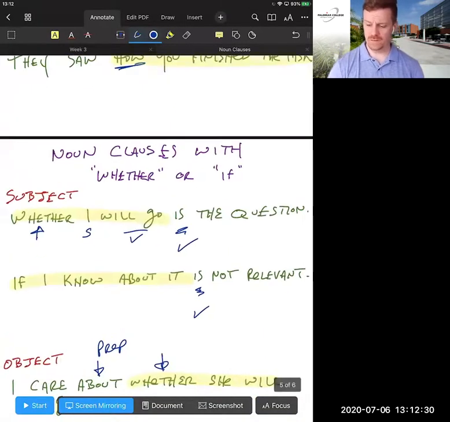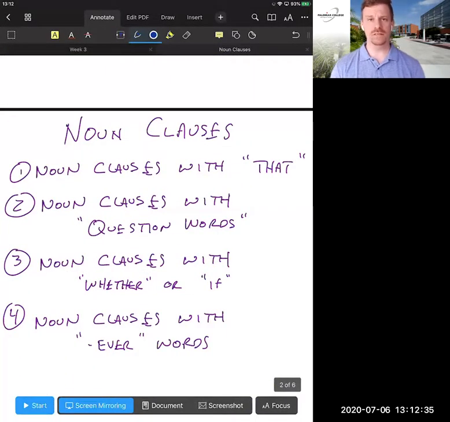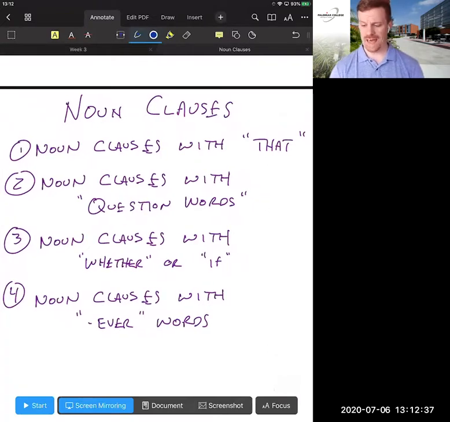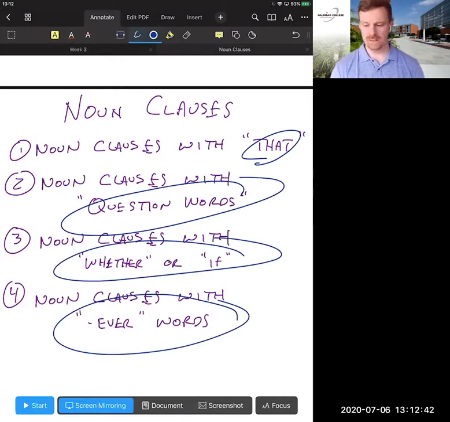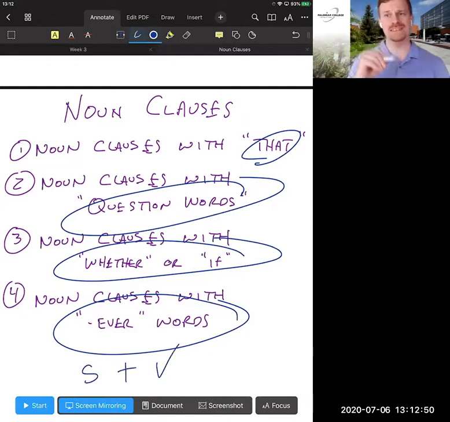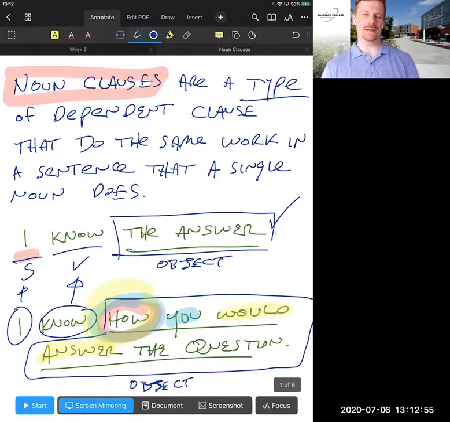So as a review, noun clauses can be used as subjects or objects, and we have dependent clause marker words: that, or question words, or whether or if, or ever words. These begin a noun clause, and then we follow those words up with a subject plus a verb, and that whole thing together makes a dependent clause that is called a noun clause. A noun clause, again, is a type of dependent clause that does the same work as a noun in a sentence, right? A single noun, like the answer in this example here.